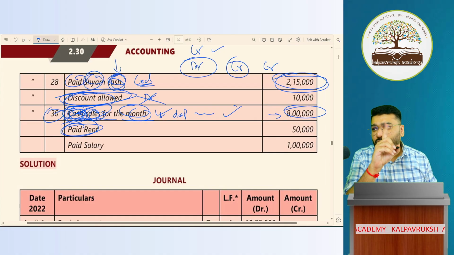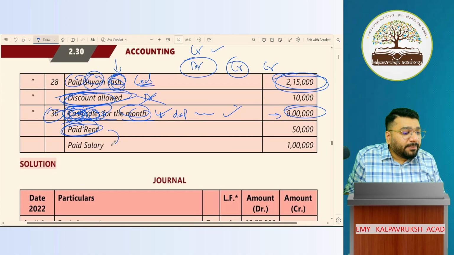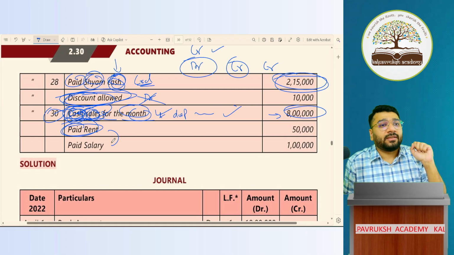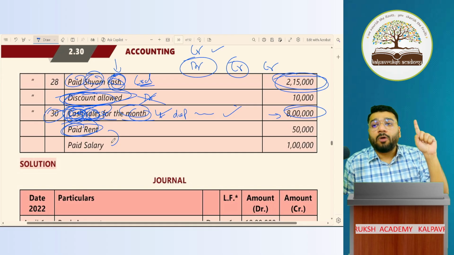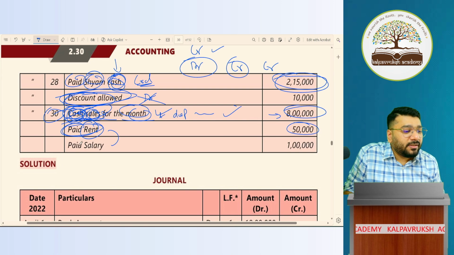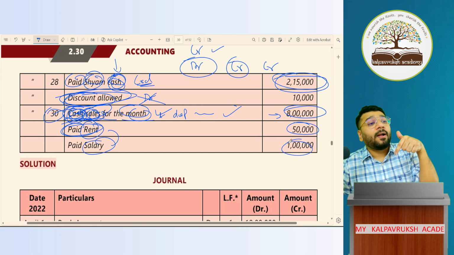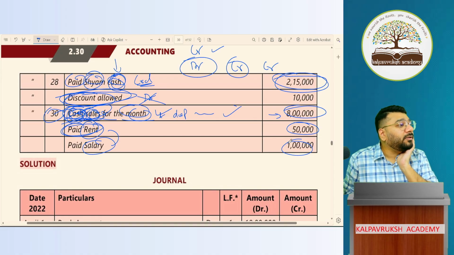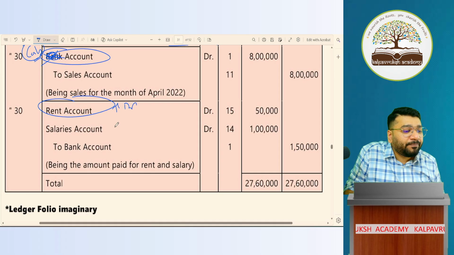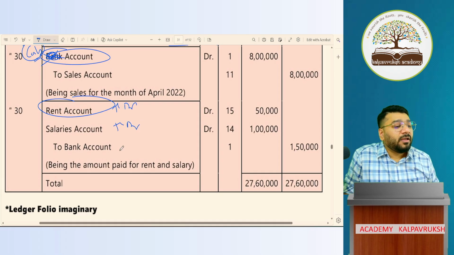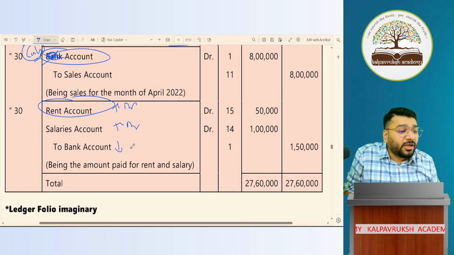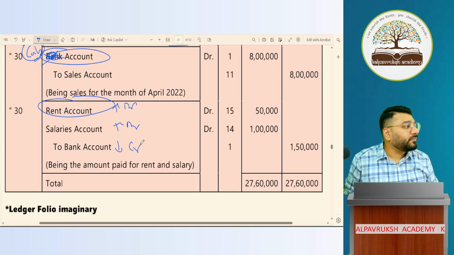Now here you have one choice. When you have multiple expenditures together, you have the chance to combine the entries by passing a single compounded entry. So now: rent account debit 50,000, salary account debit 1 lakh, to bank 1,50,000. Got it, not got it? Two expenses are debited; to increase expense, debit. And from this bank account, money goes out. When you make the payment, bank balance reduces. To decrease bank balance, give a credit. Got it, not got it?